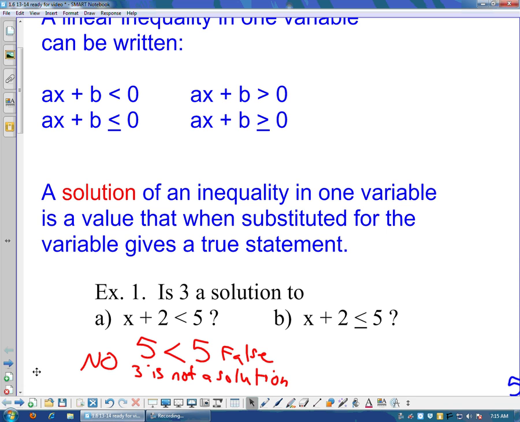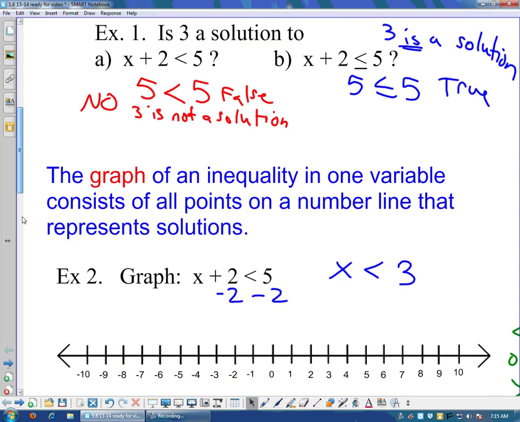How about x plus 2 is less than or equal to 5? Now if I plug in 3, 3 is a solution because I get 5 is less than or equal to 5, and that's true.